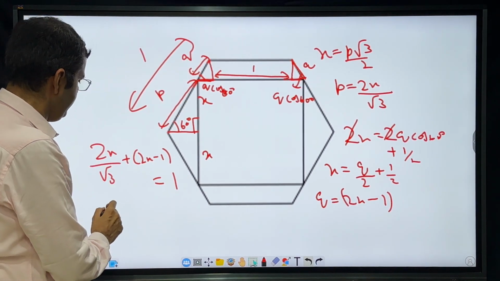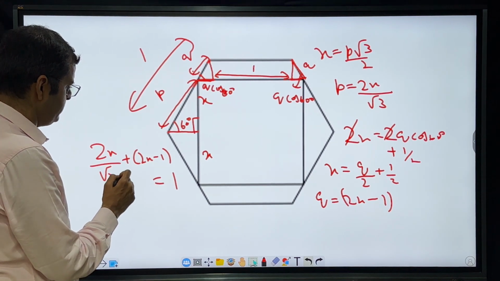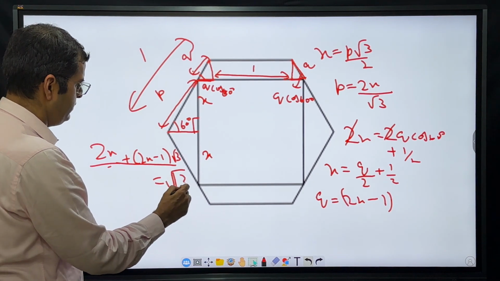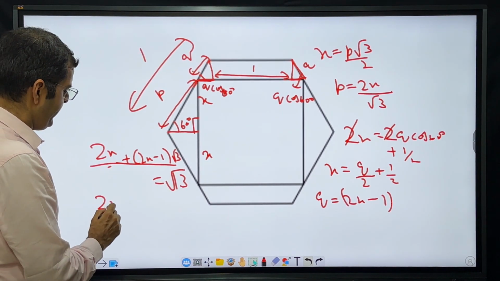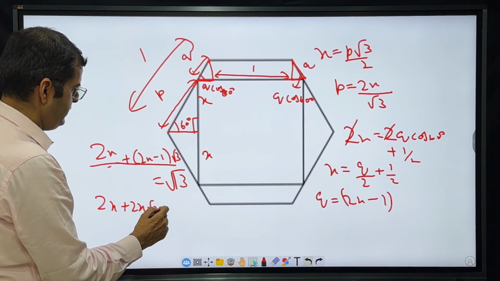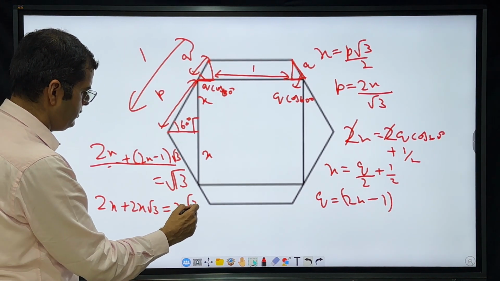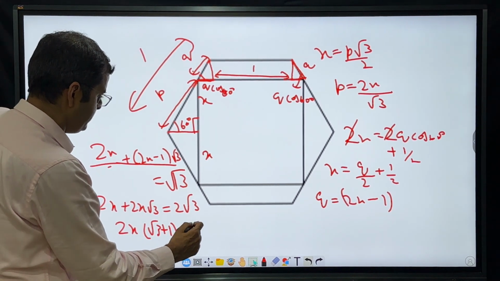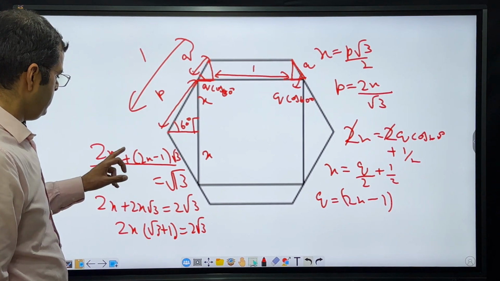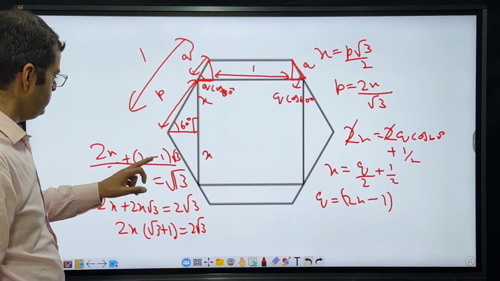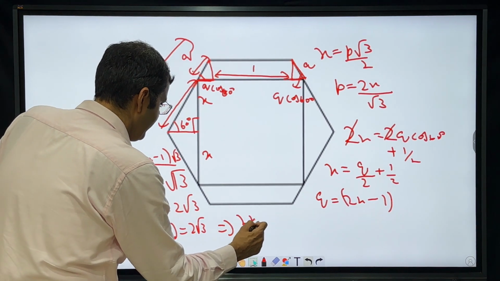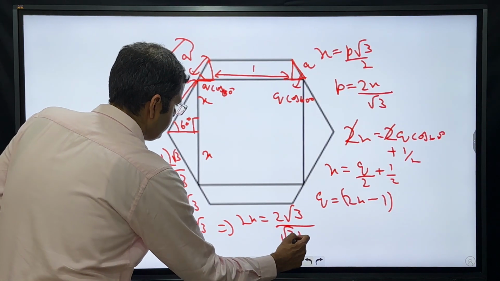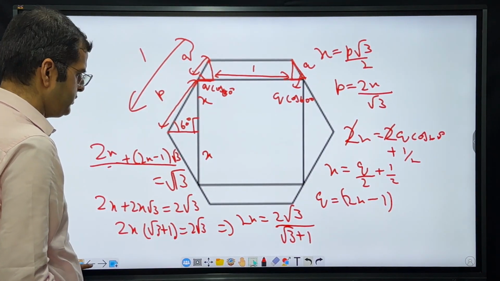So from here, if I take root 3 as the denominator, this becomes root 3 times this, and this root 3 goes here, and this 1 into root 3 is root 3. So I'll get 2x plus 2x root 3 minus root 3 equal to root 3, that is equal to 2 root 3. I'll take 2x common, and this is root 3 plus 1, that is 2 root 3. Yeah, it is 2x root 3, yeah. So from here I get 2x is equal to 2 root 3 by root 3 plus 1, which is what we have to find, 2x. So it is 2 root 3 by root 3 plus 1.